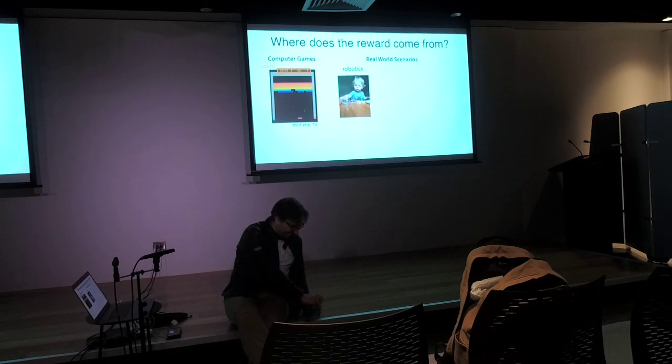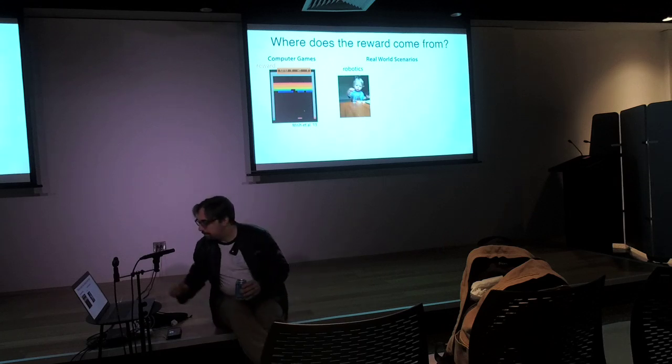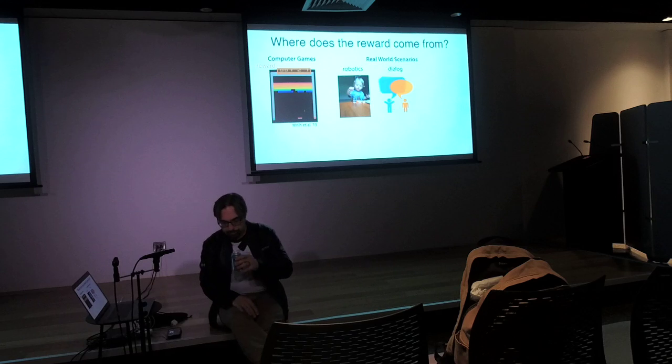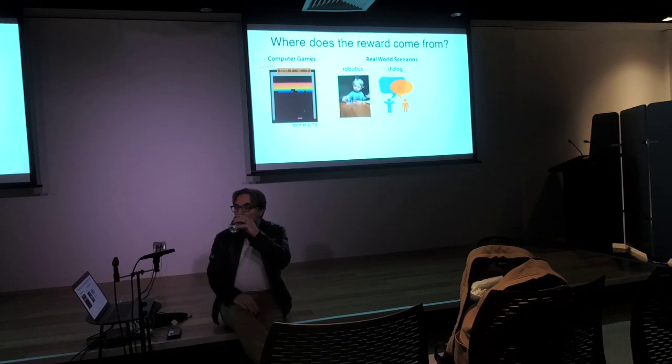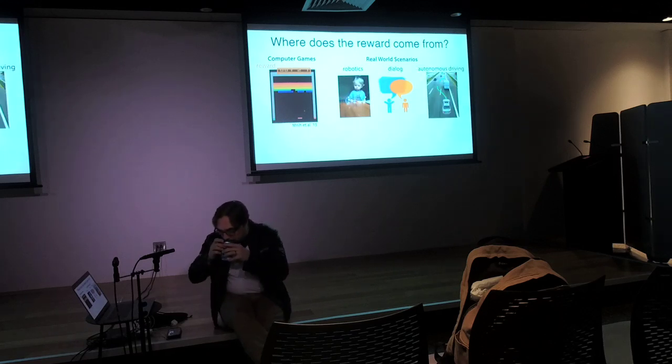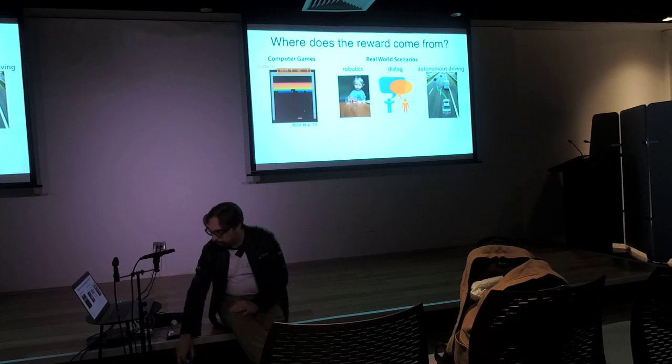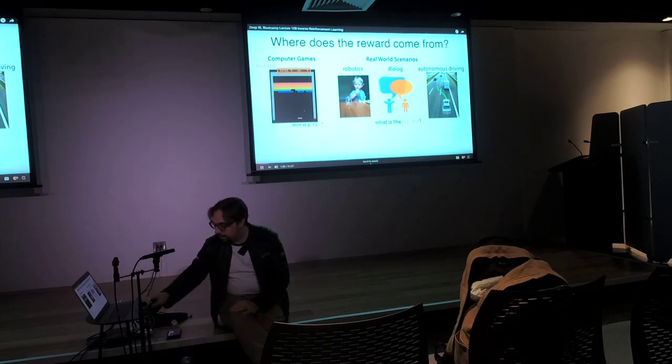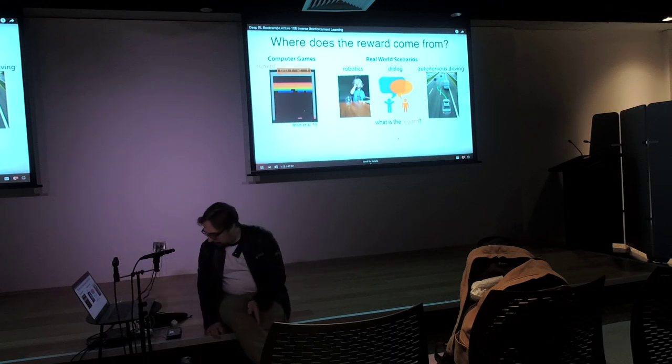Say you want your robot to be able to pour a cup of water using a pitcher, just like this child here. Or maybe you're interested in dialogue and you want your agent to be able to talk to you. Or maybe you're interested in autonomous driving. In all of these scenarios, the real world doesn't just give you a reward function for how well you're doing.